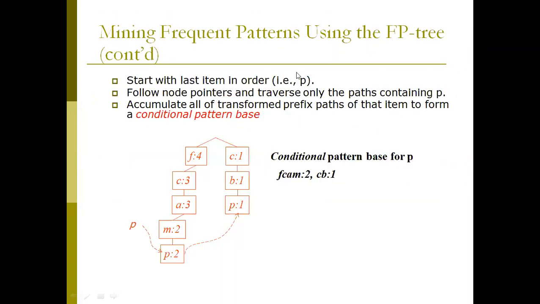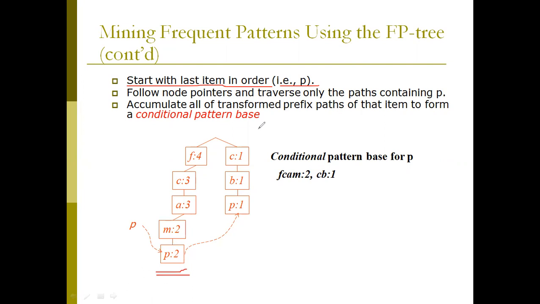Okay, this is the conditional pattern base. Now we are going to start with the last item in order. What is the last item in order? It is P. So P is the last item set in order. Follow node pointers and traverse only the paths containing P.